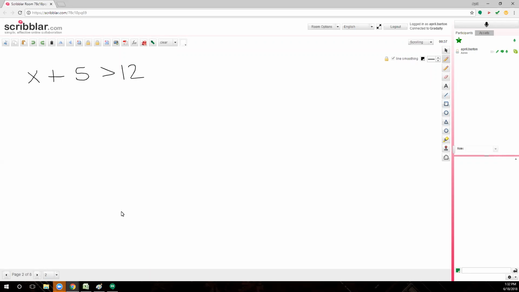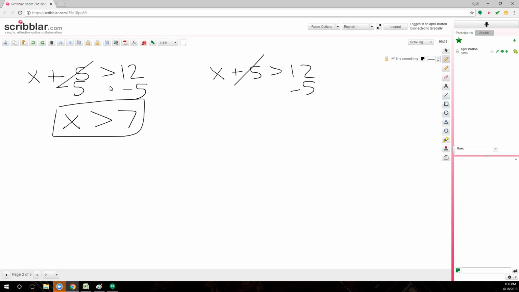So if this says x plus 5, what opposite operation should we use to move it to the other side? Subtract the 5. We want to minus the 5. You can write it on both sides, or some people prefer not to have the clutter and just say minus the 5 on one side and cancel it out. So this is our solution basically, but what's different from equations is that inequalities are a group of numbers.